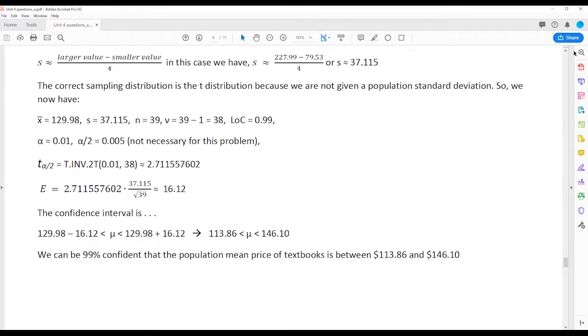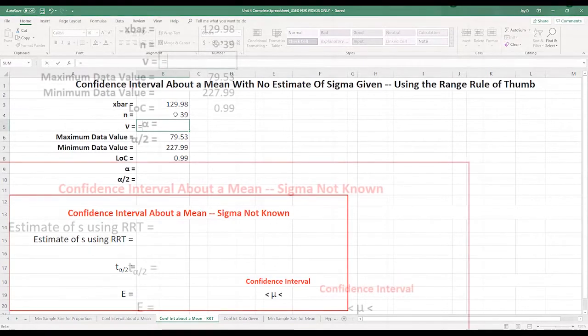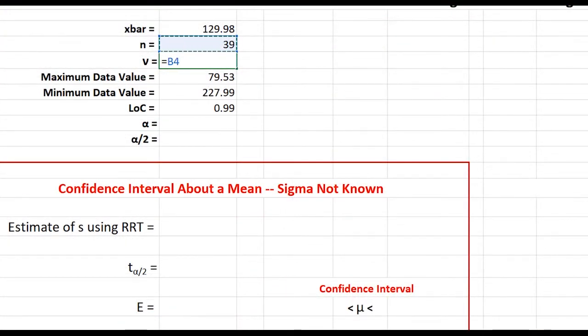Let's pop this on a spreadsheet. Here I have a spreadsheet that's set up specifically for when we're looking for a confidence interval and we have to use the range rule of thumb. I have X bar in here. I have n already here. This is taken directly from the problem. You can refer back to the problem. Remember, nu is just n minus 1, so we'll just type in the formula. We click on whatever n is, and then we subtract 1 and press enter.